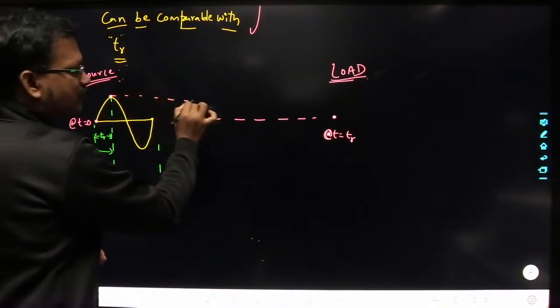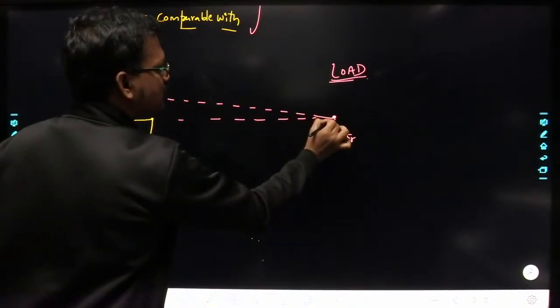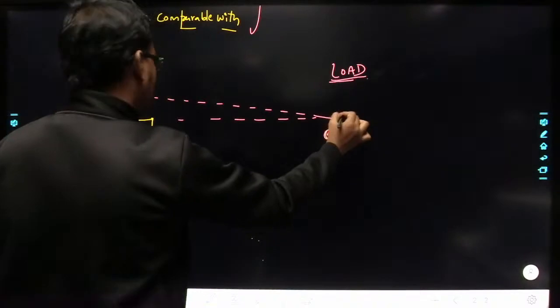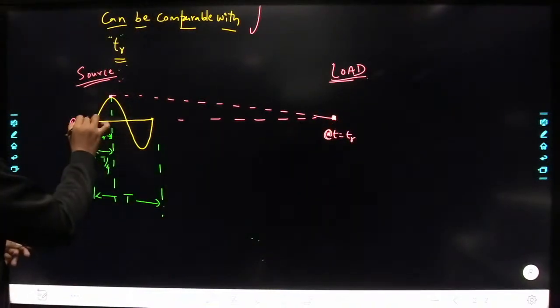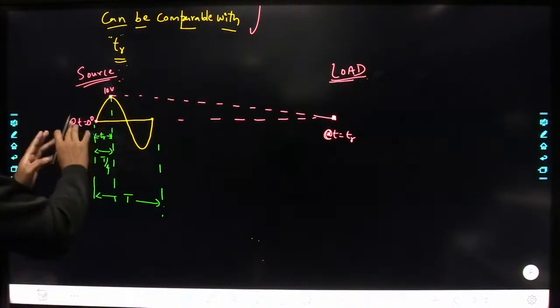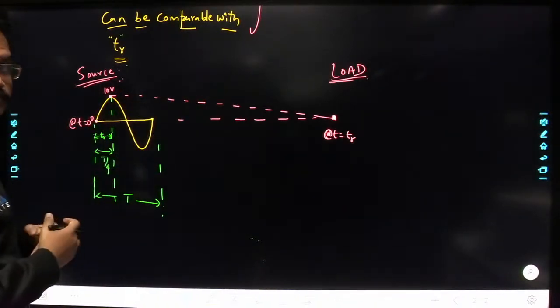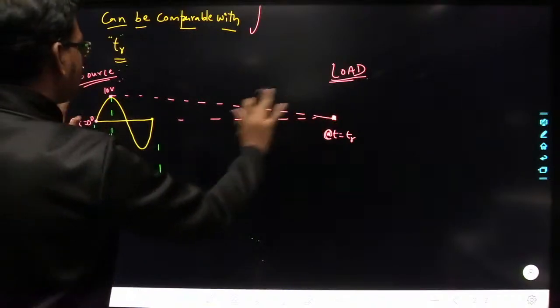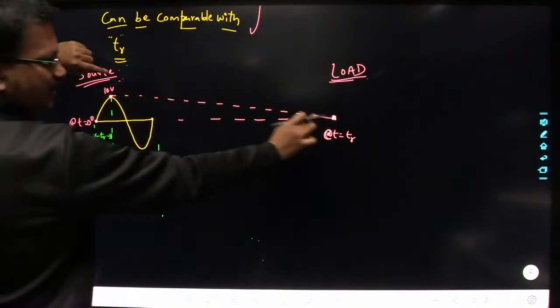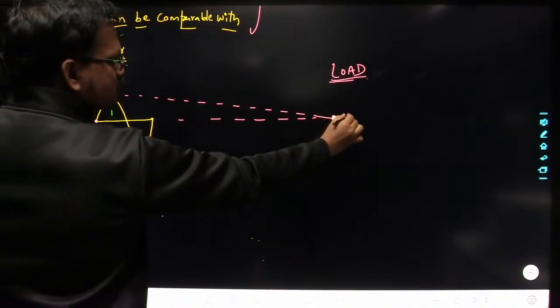Understood? Okay. So after TR seconds, if you observe, the value of the signal is maximum at source, whereas the value of the signal at load will be what? This value is at 0. Yes or no? This is 0. Let us say this is 0. Let us say this is 10 volts. Understood? So after TR seconds here, this is the situation you are going to see. Here you are going to have 10 volts, and here you are going to have 0 volts.